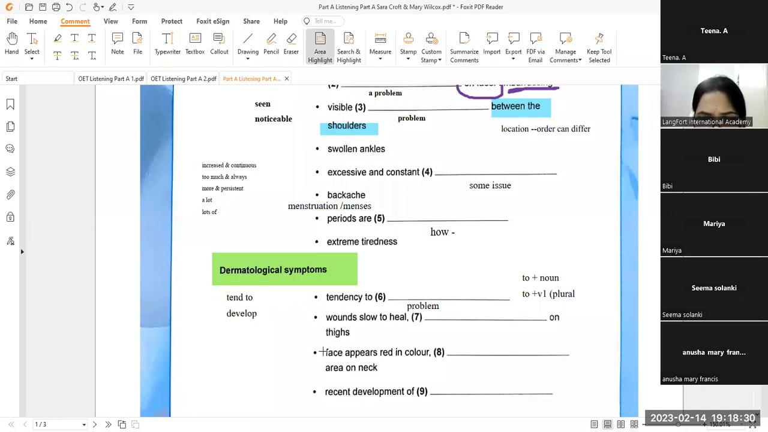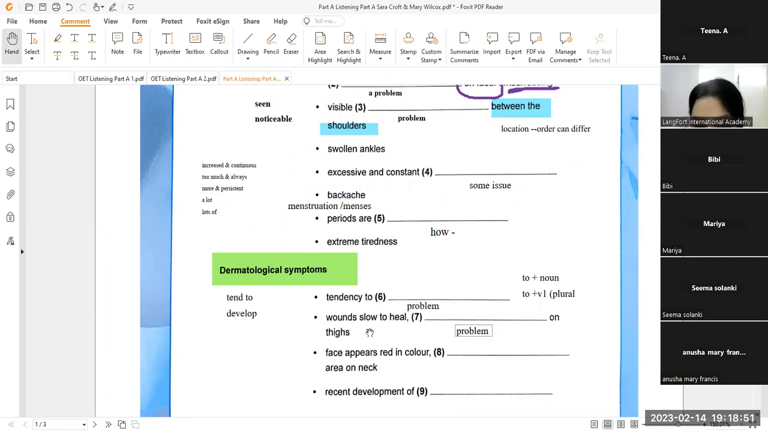All right. Cicely, can you read the seventh question for me, please? Yes, ma'am. Wounds slow to heal, dash on thighs. Okay, so I want you guys to focus here. We are looking for a problem on thighs, right? All of you, I need your full attention. Wounds slow to heal, dash on thighs.